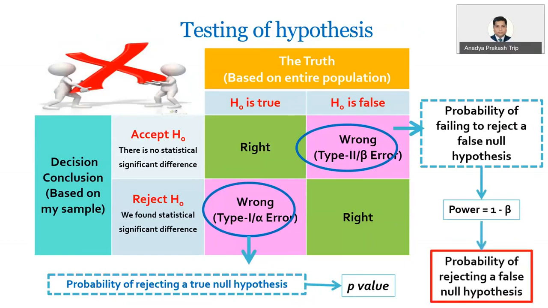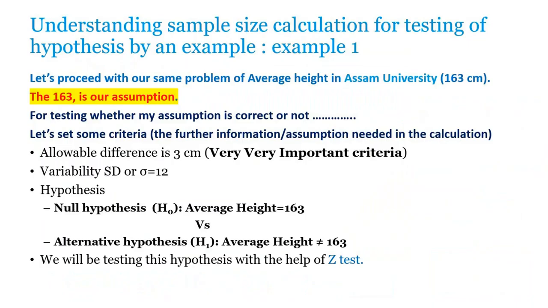That is 1 minus beta: the probability of rejecting a false null hypothesis. If it is false, I am going to reject it. That's the ability of taking the correct decision, and that's treated as the power. Now, once we understand this, let's come back to our estimation problem and then building a hypothesis.